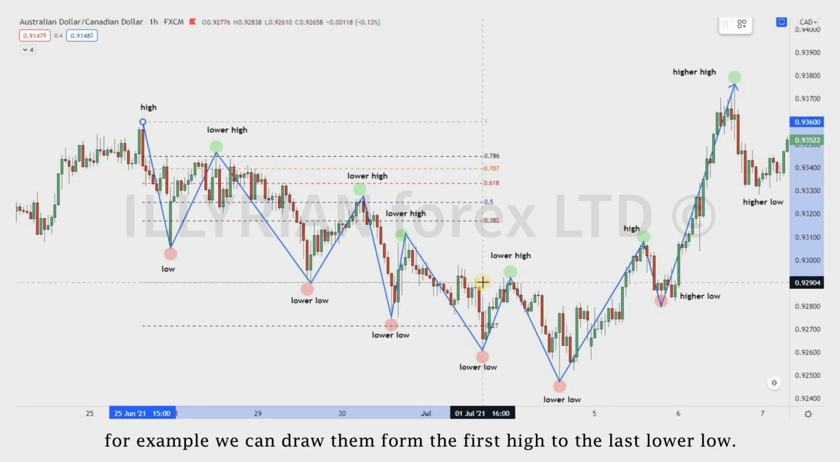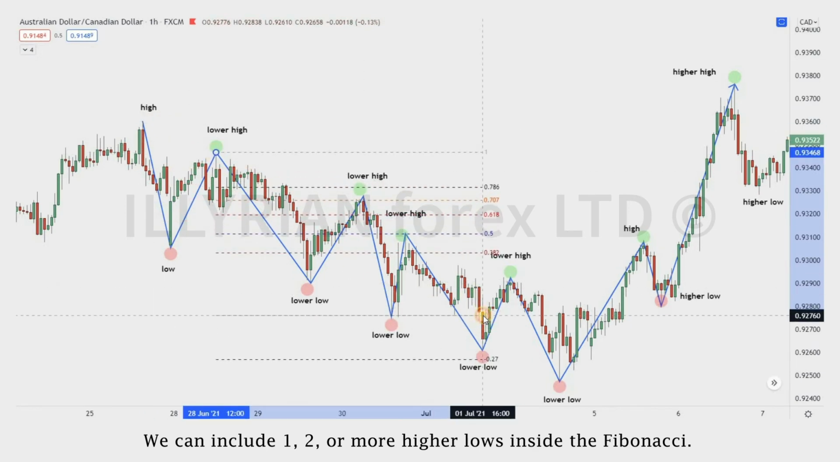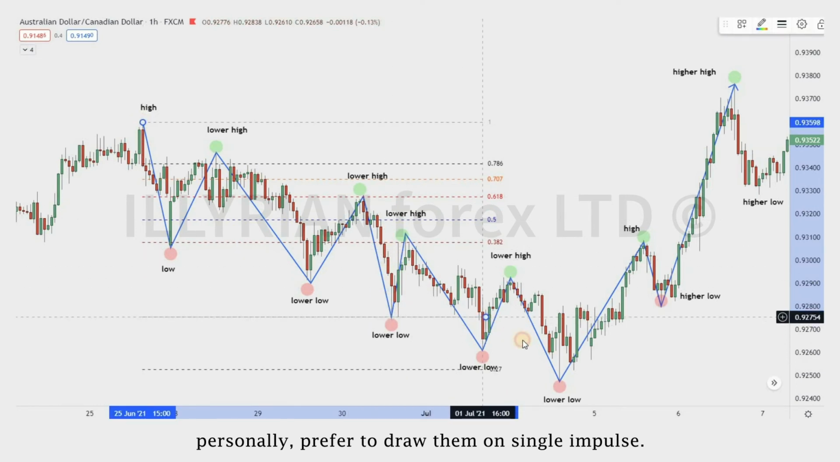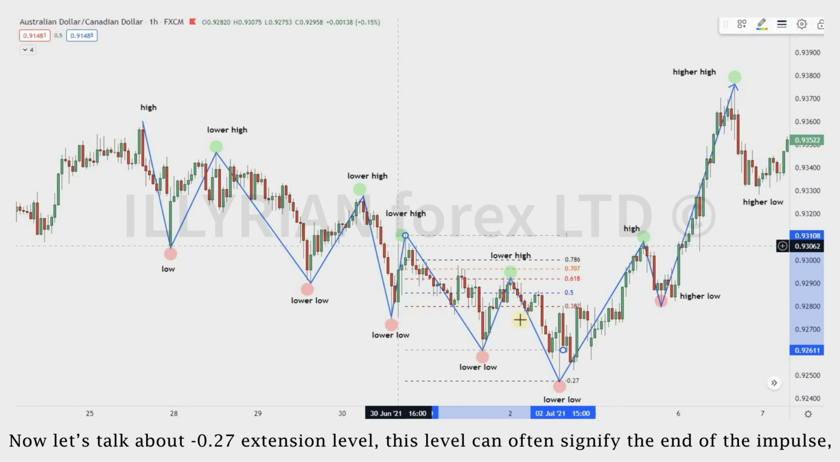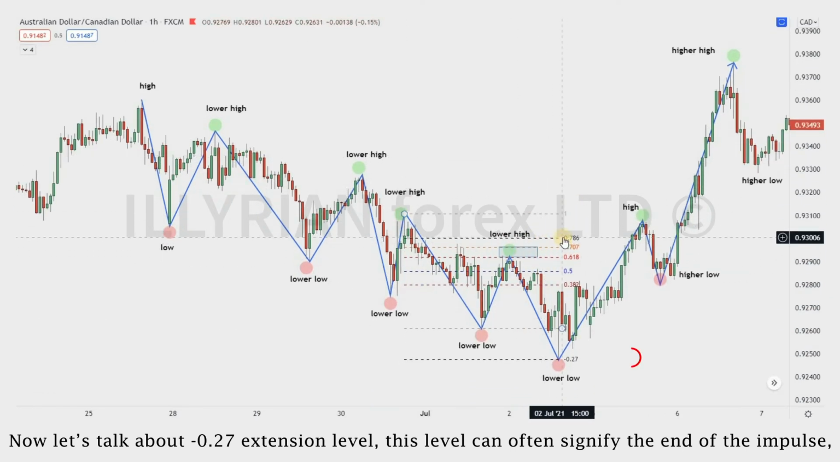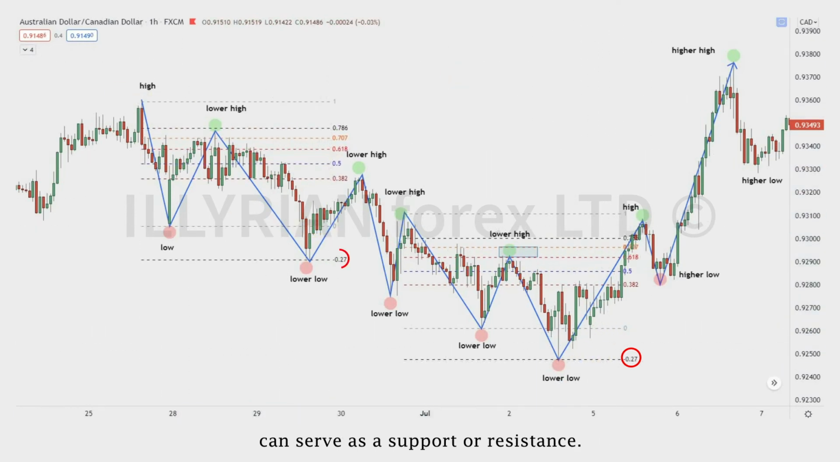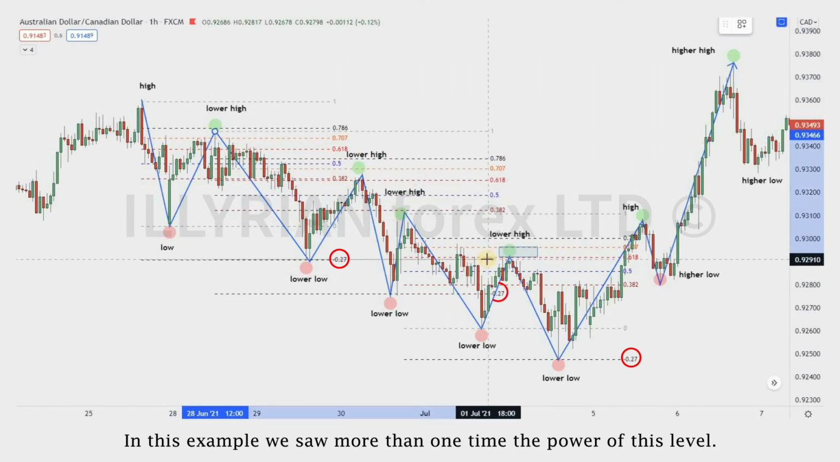For example, we can draw them from the first high to the last lower low. We can include 1, 2, or more higher lows inside the Fibonacci. Personally, I prefer to draw them on a single impulse. Now let's talk about the -0.27 extension level. This level can often signify the end of the impulse, and can serve as support or resistance. In this example we saw more than one time the power of this level.